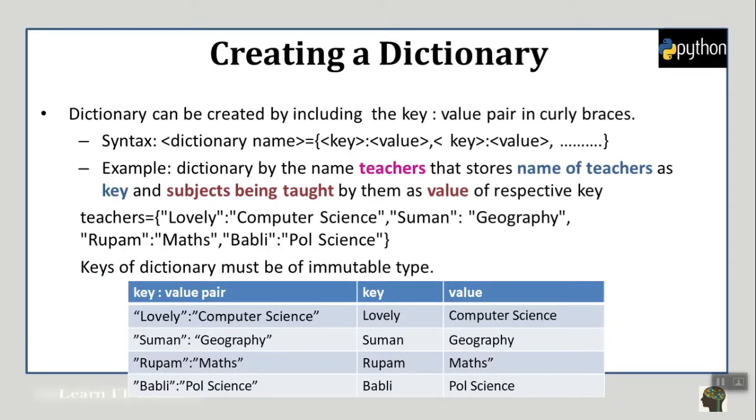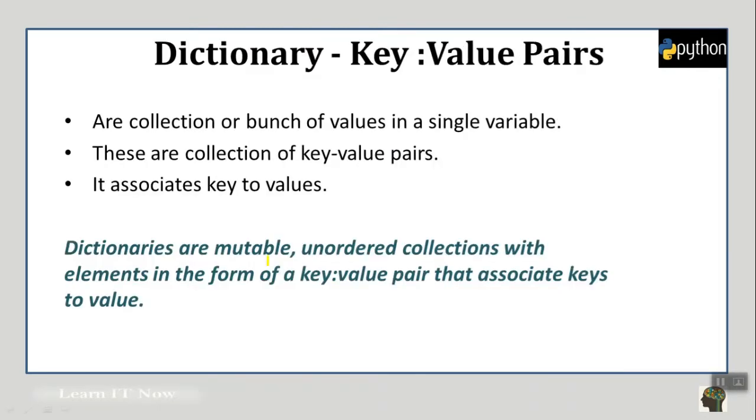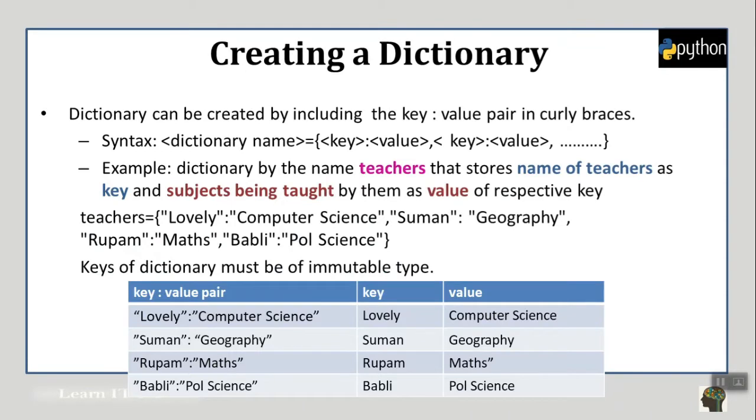A dictionary can be created by including the key value pairs in curly braces, separated by commas. For example, here we have taken teachers as the name of the dictionary, which stores the name of the teacher as the key and the subject being taught as the value for the key.